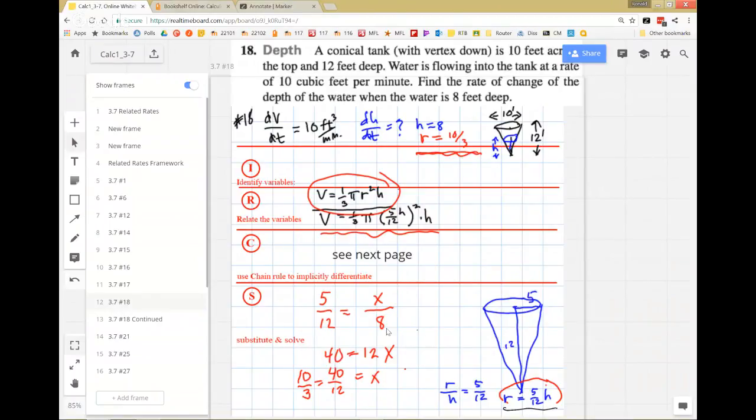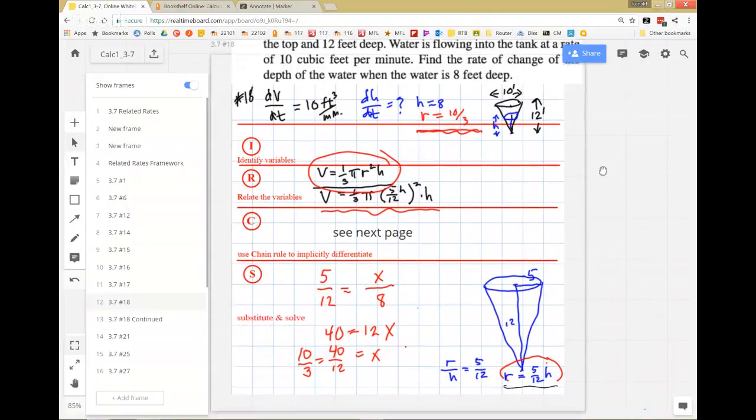Then I use this proportion, 5 is to 12 as what is to 8, because 8 was the actual depth of the water at the time we're supposed to figure it out. And I came up with 40 over 12, you wind up with 10/3. So the radius is 10/3. Okay? All right.